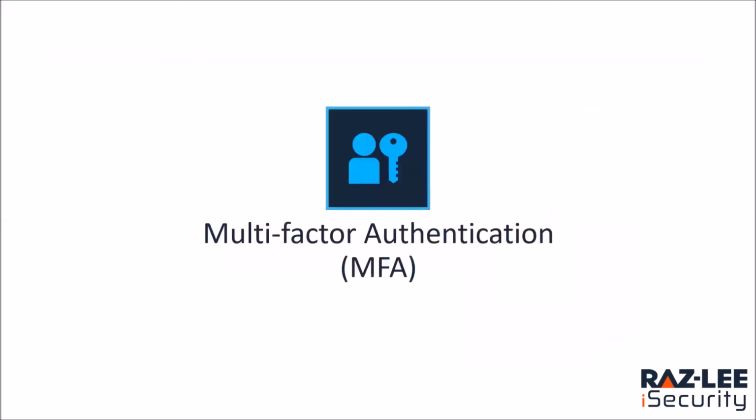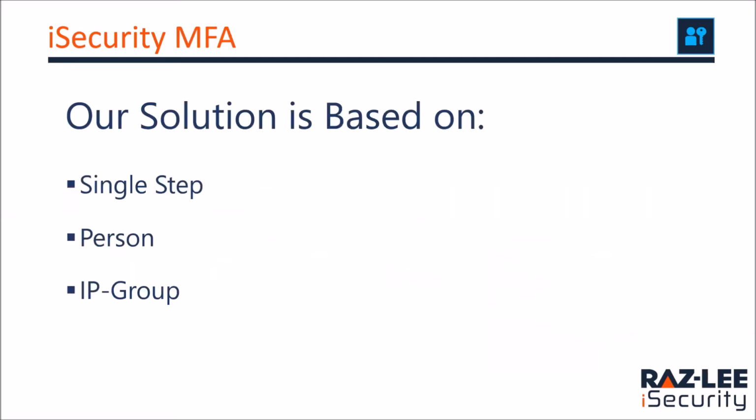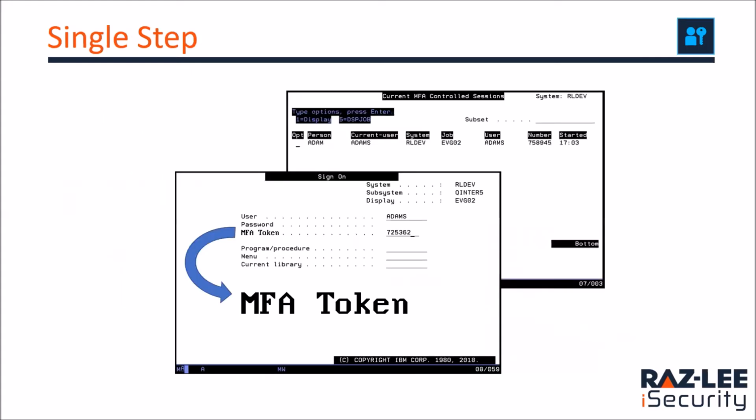Before the sign-on, we're using multi-factor authentication. And multi-factor authentication is how to protect and secure the sign-on. So the iSecurity MFA is a solution that has a single step based on the person, based on the hypergroup. Single step is that we require the MFA token on the login screen.